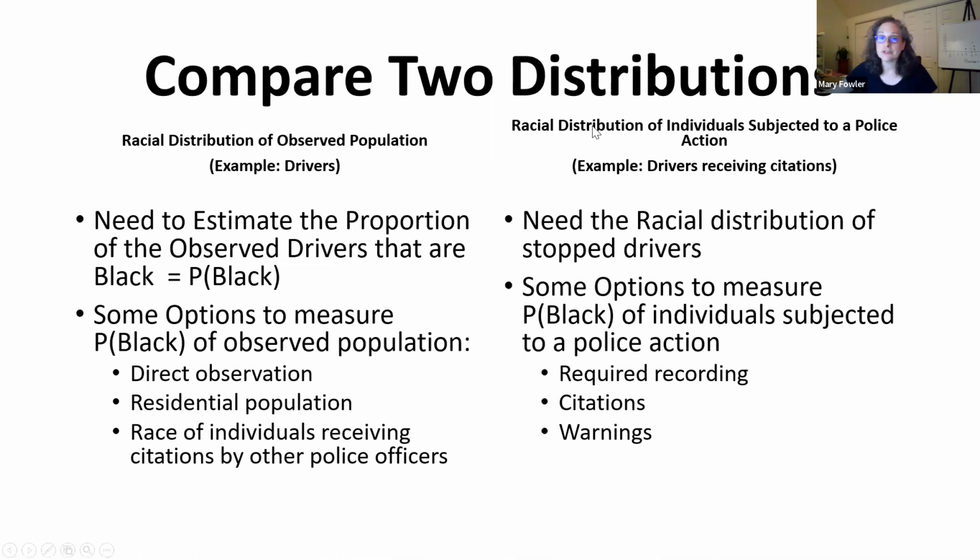And then the second distribution we need to consider is the racial distribution of individuals subjected to a police action. So we might consider drivers receiving a citation. We need the racial distribution then of the stopped drivers. In order to get that, there might have to be some requirements that the race of the driver being stopped is recorded on the citation or somewhere in the train of paperwork around the police action. We could look at citations or warnings, for example.